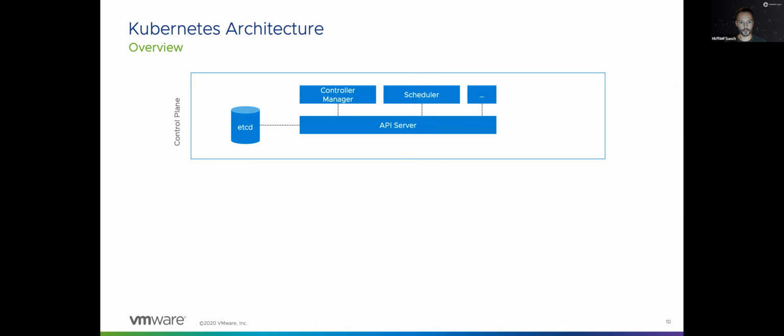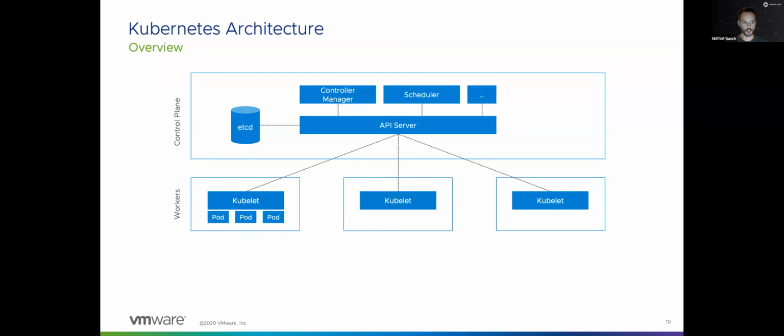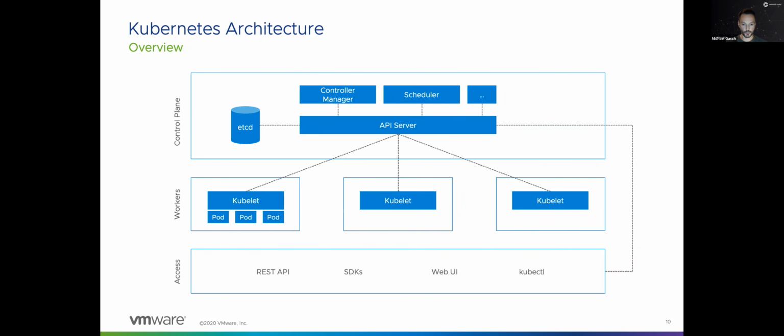One is the control plane, the brain of the system, which is the API server, the scheduler, a bunch of controllers, and then obviously etcd as a persistent data store or key value store. Then we have the workers, which are called kubelet, these guest OS agents that then run the workloads, which we call pods in Kubernetes. This is kind of the atomic or smallest unit of an application deployment. And then we have an access layer, which is like kubectl or the UI, SDKs, and the REST API.